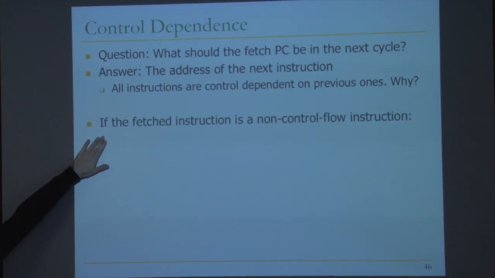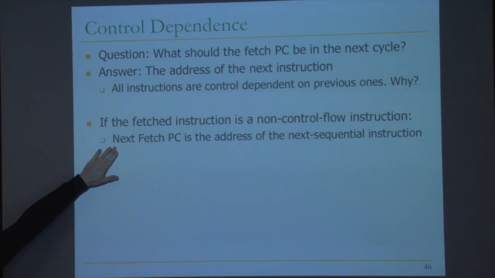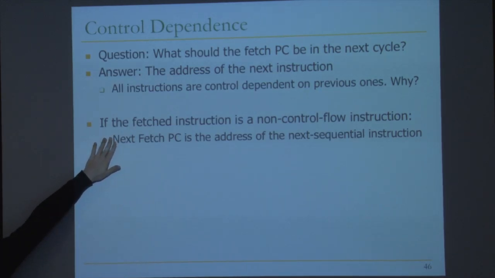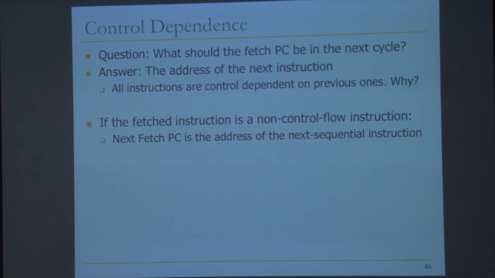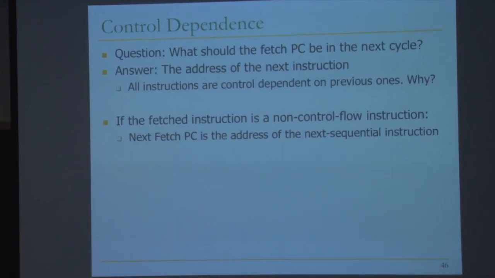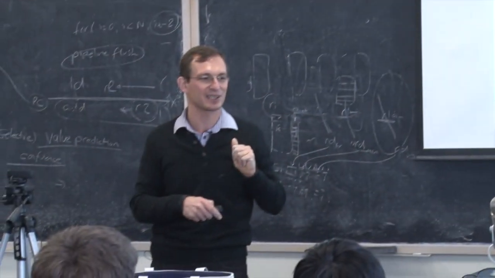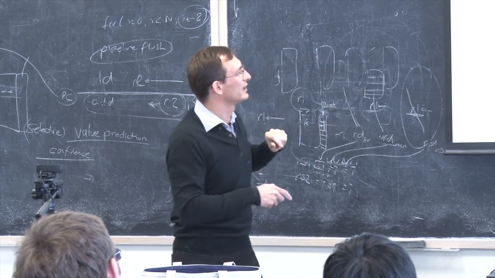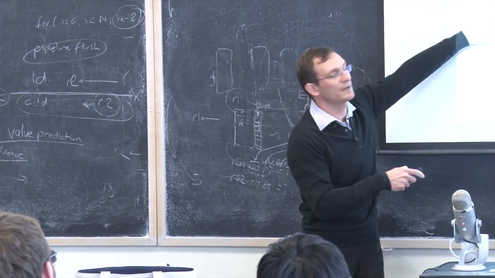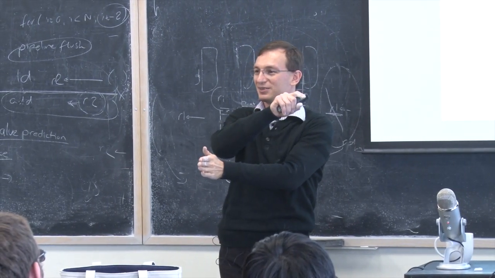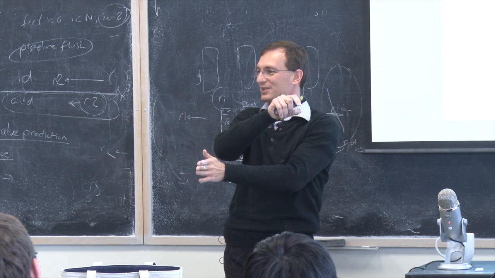If the fetch instruction is a non-control flow instruction, next fetch PC is the address of the next sequential instruction. So this is nice. This is really easy to predict probably, right? If the instruction you're fetching is an add, then you know that in the next cycle the program counter should be program counter plus the size of the add instruction. And this is where the variable size ISA makes life harder. We'll get back to this actually. This is to determine if we know the size of the fetched instruction. Otherwise, you need to wait until decode, right, to figure out the next fetch PC. Does that make sense? Is everybody following?